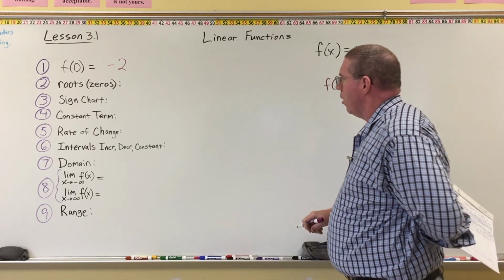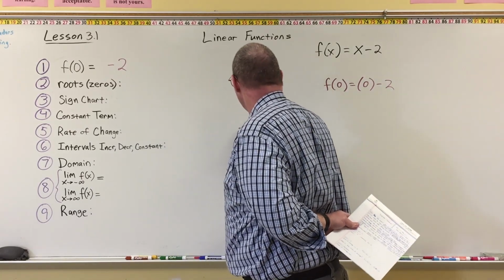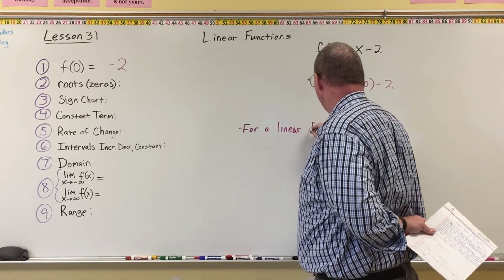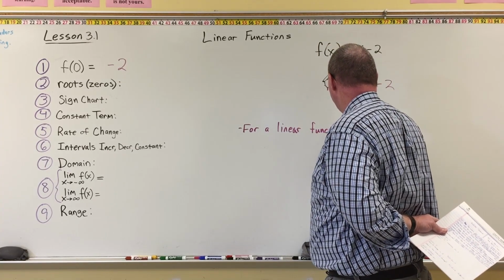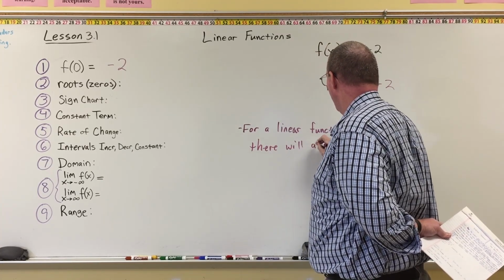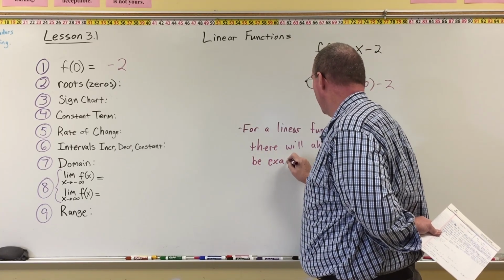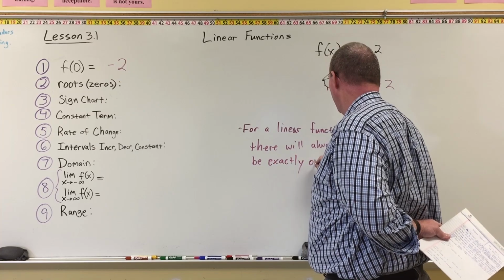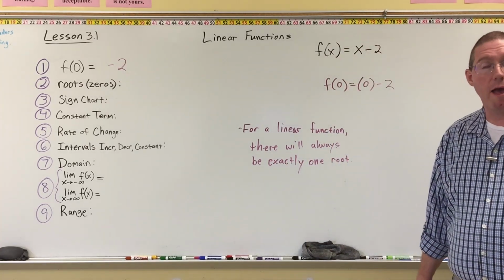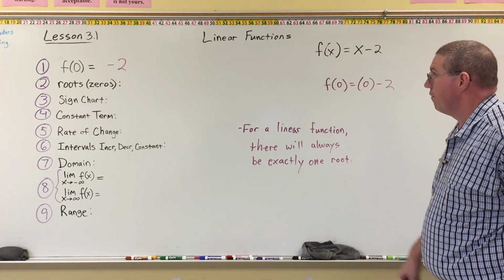Now you can make a note on this in terms of roots for a linear function. So let's make a note here. For a linear function, there will always be exactly one root, or 1 zero, okay? There's only ever 1 zero, and there is always 1 zero for a linear function, okay?